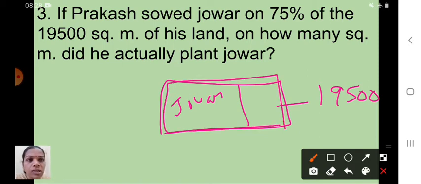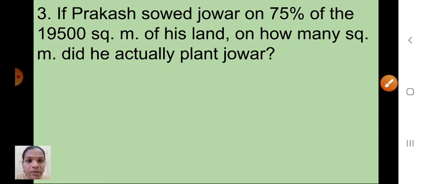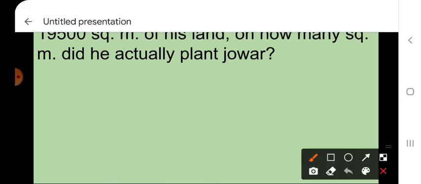19,500. Okay. So this 75, how many square feet will come? We have to find that. Okay children, I hope you understood this question. Yes, see here, first step, as I told, we have to write the statement, the given statement, and the one we have to find, we have to take as A.